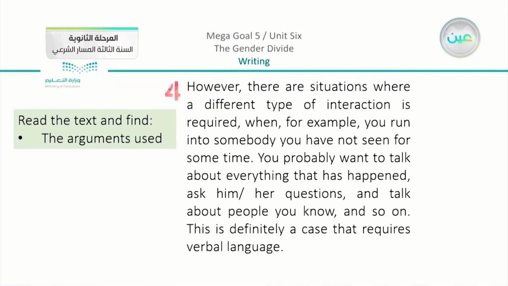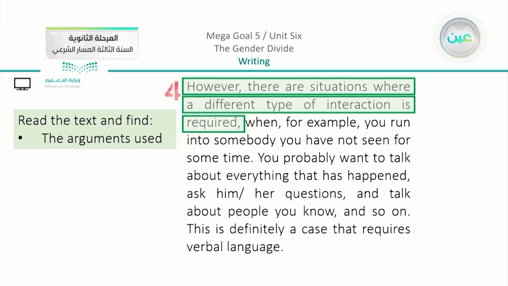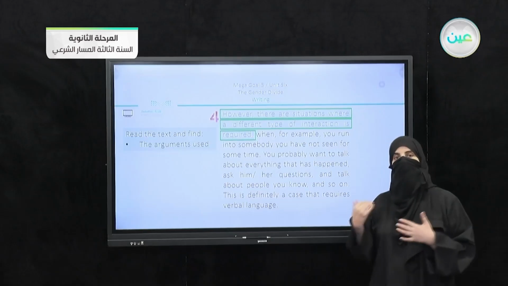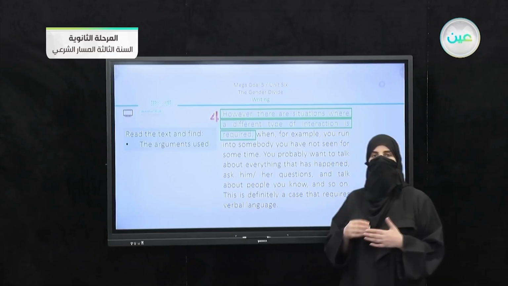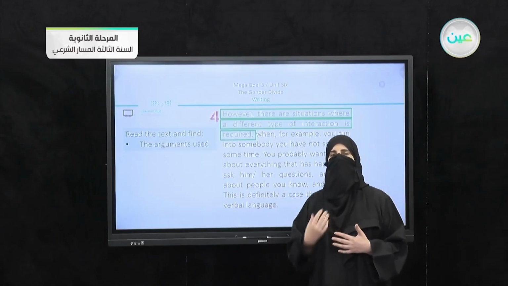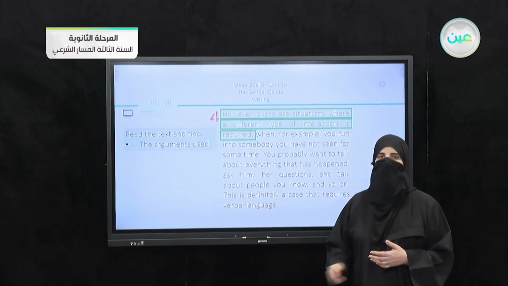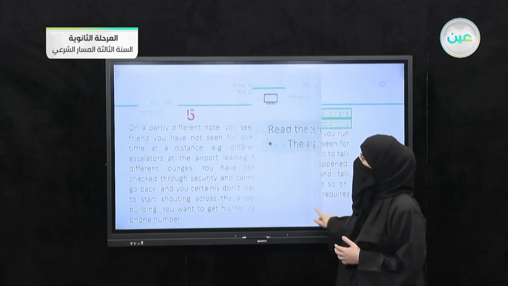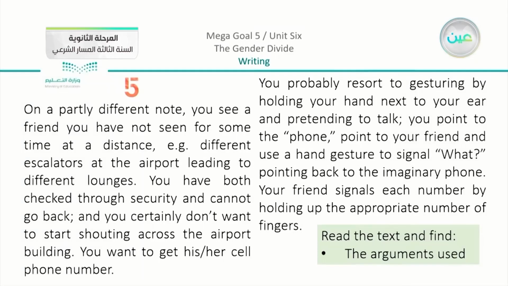We have the argument in number 4. You can scan quickly and find the idea in number 4 by looking at the very beginning. We have: however, there are situations where a different type of interaction is required. So yes, we do agree that in some situations a different type of interaction is required. And we can see the next one here in this part, which is number 5.